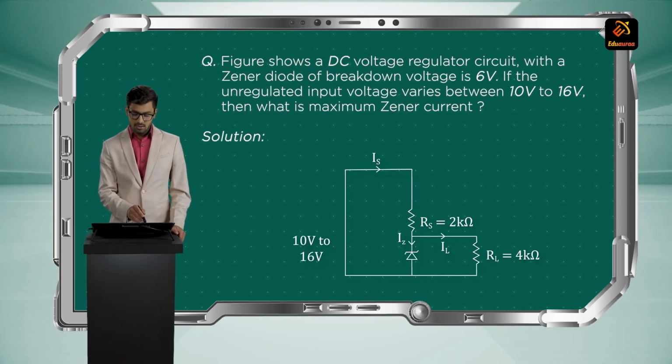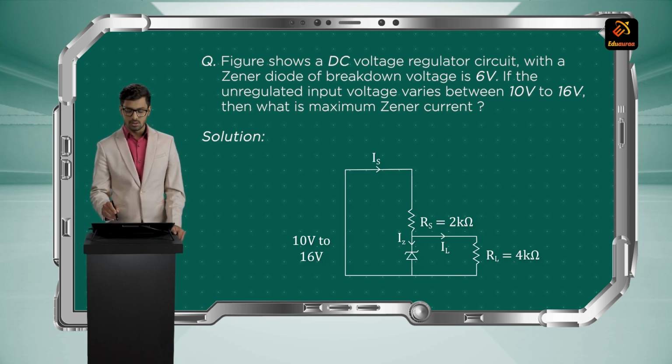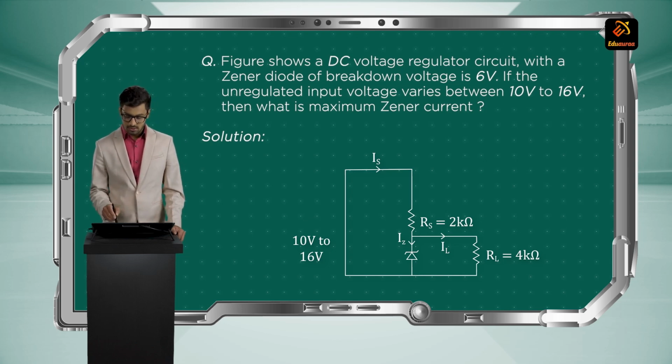Now, in this question, we are given a circuit where the Zener diode is connected in series with the resistor Rs. Also, the load resistor is connected in parallel to the Zener diode. The characteristic of a Zener diode is that it maintains a constant voltage. So, the voltage across the Zener diode in this question is given as 6 volt. Now, the input voltage will be first 10 volt and then 16 volt. So we'll apply both inputs and then check what the current will be.